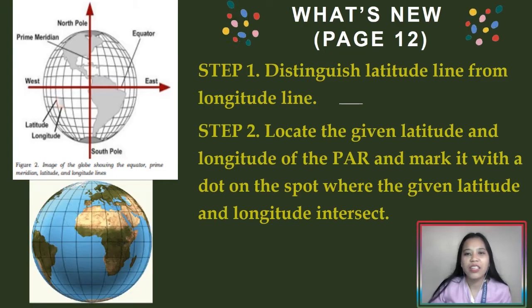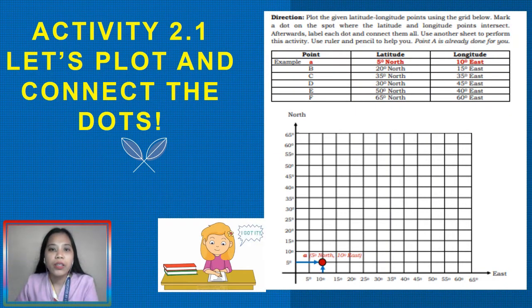Let's do this. Based on the direction, you have to plot the given latitude and longitude points using the grid below. Mark a dot on the spot where the latitude and longitude points intersect. Afterwards, label each dot and connect them all. Use another sheet to perform this activity. Use a ruler and pencil to help you connect the dots. Point A is already done for you.